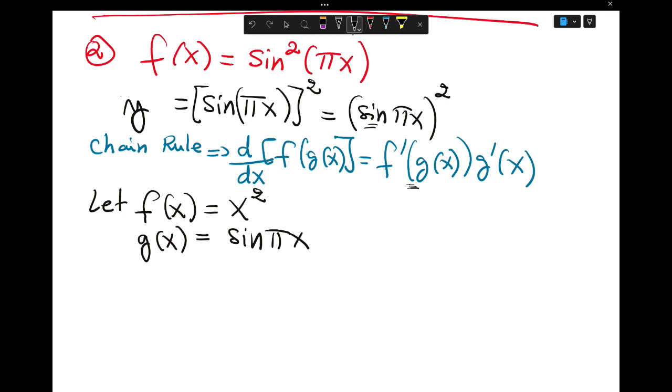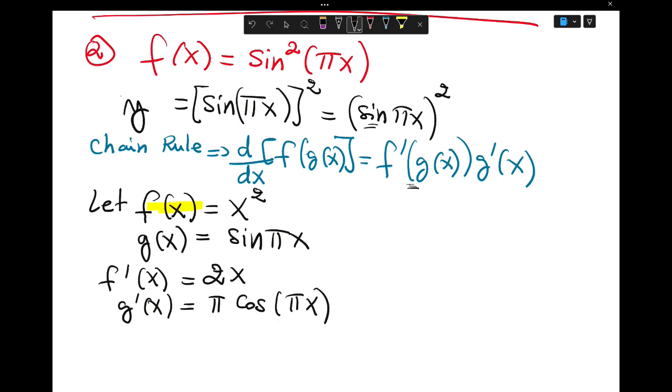So f prime of x, which is this one right here, will be equal to 2x, and also g prime of x will be equal to pi cosine of pi x. So the reason why it is equal to this, we need to understand this.